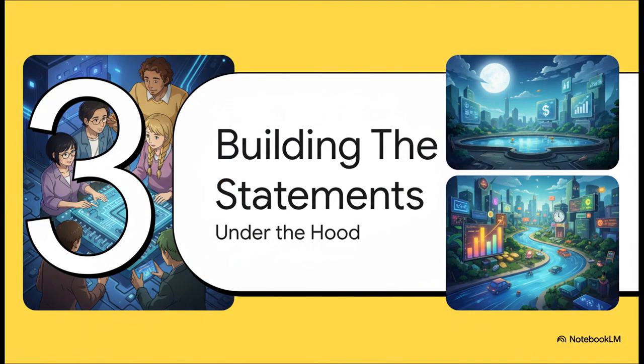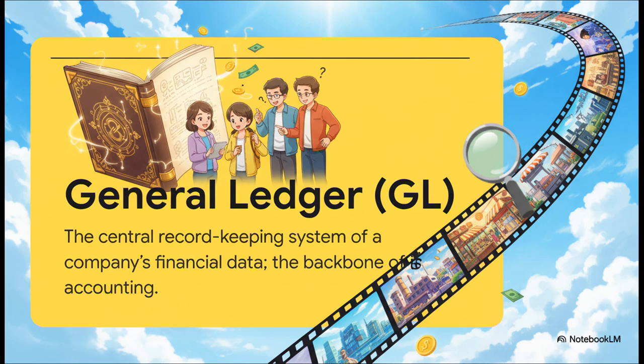But where does the data for these reports actually come from? Let's take a quick look under the hood at the accounting engine that powers them. It all starts with the general ledger, or the GL. Think of this as the master book of accounts, the system's backbone, where every single financial transaction, every sale, every payment, every purchase is recorded and organized. It's the source of truth.